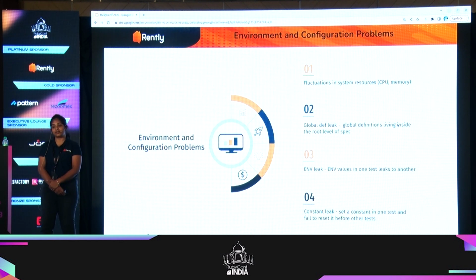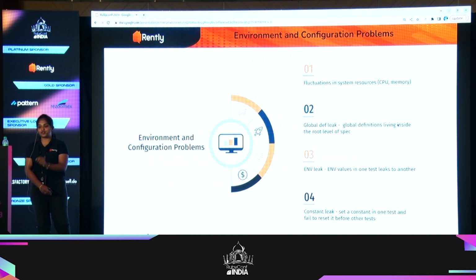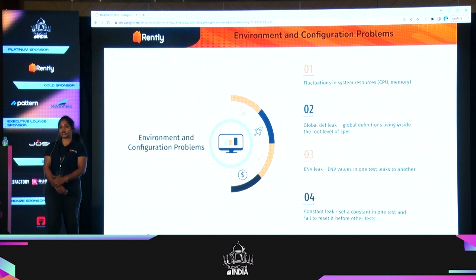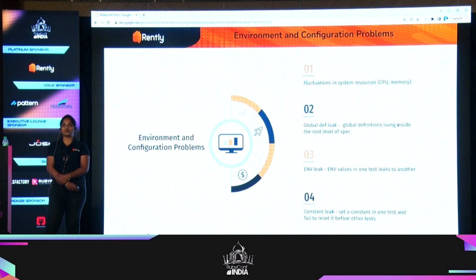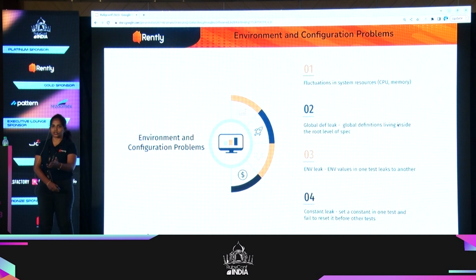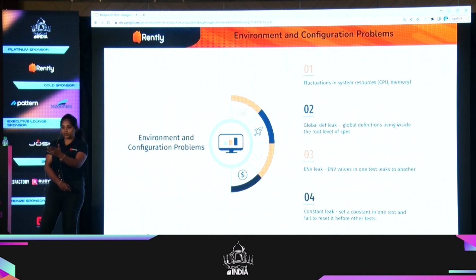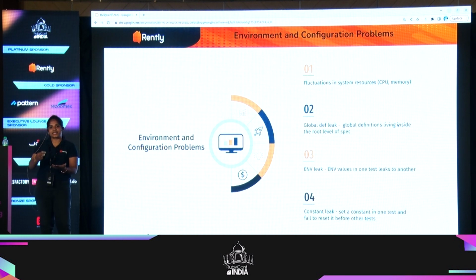Perfect. So next, coming to the second common mistake, that is the environment and configuration problem. Here we can split this into two parts. First is fluctuation in the system resources. When you talk about fluctuation in the system resources, that also leads to flakiness. Consider that you're writing test cases that have a lot of processes or threads. Due to CPU availability or scheduling changes, it's going to change the priority that has been set to the threads.